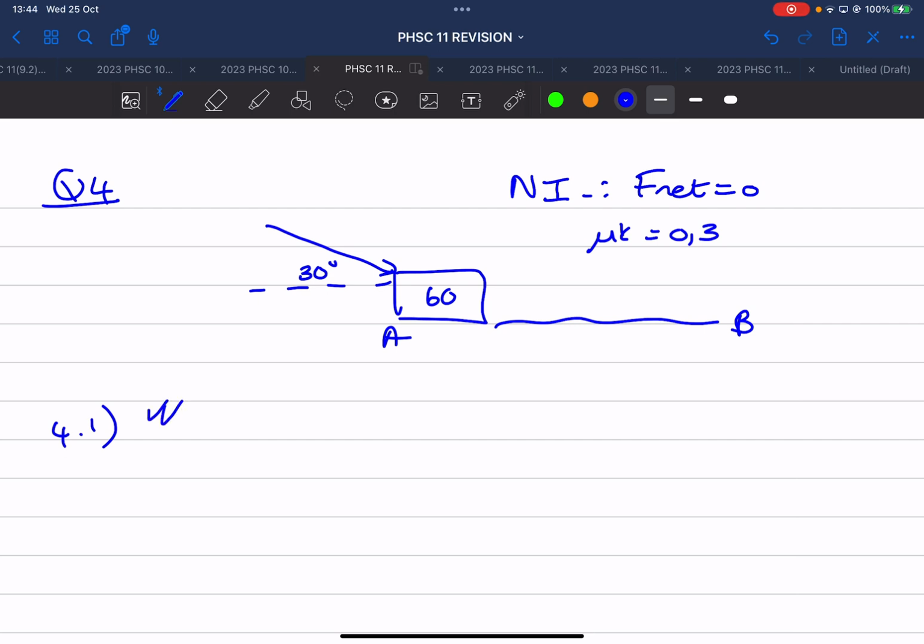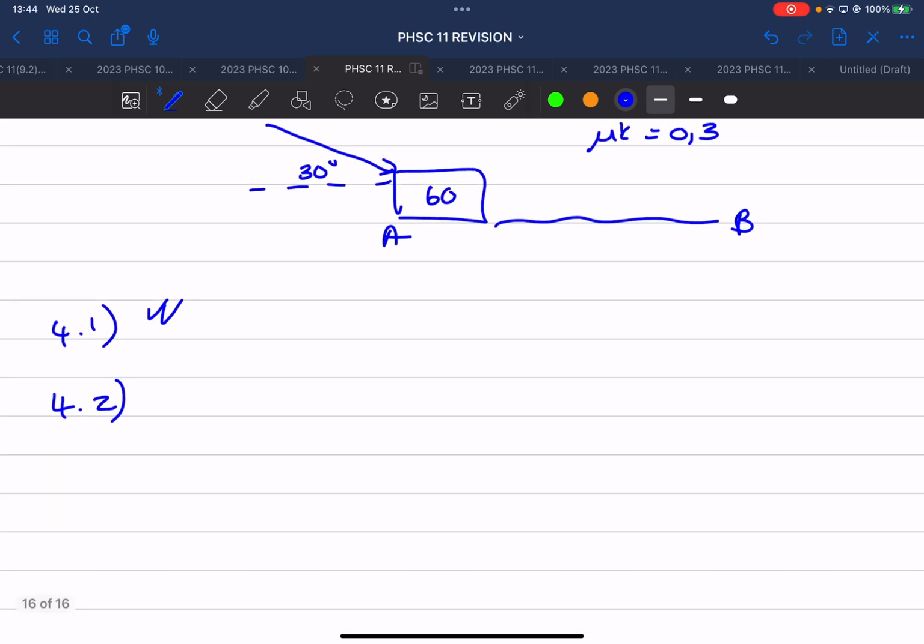Okay. Right, 4.2. What we forgot to do is draw a free body diagram of all the forces acting on the 60 kilogram block. 4 marks gives us 4 forces: 1, 2, 3. How do I know there's friction? They said coefficient of friction. Coefficient of friction tells me there's friction. Normally they'll say over a rough surface.